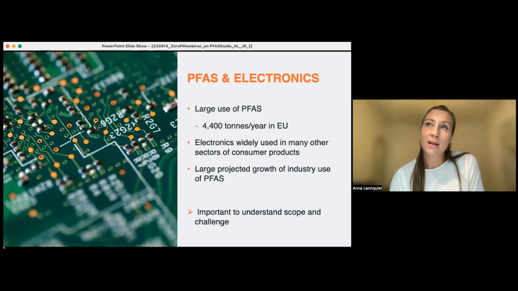We also understood that the electronics sector is a big user of PFAS. And it's also a sector that feeds into a lot of other sectors. So very many different types of industries have electronics as part of their products. So we decided that this is an important field where information is lacking, and therefore we wanted to look closer into that.